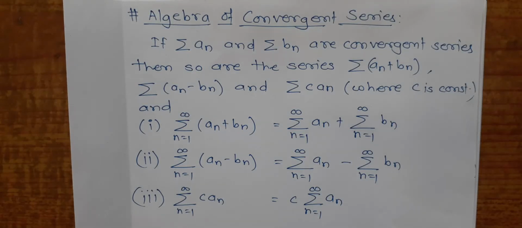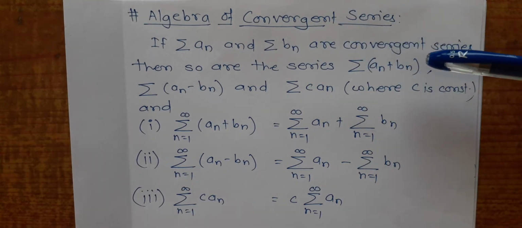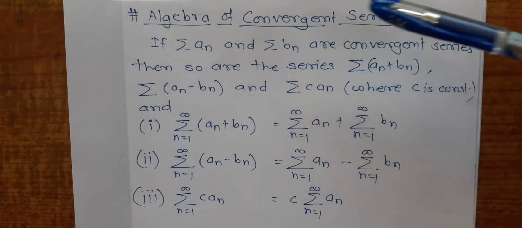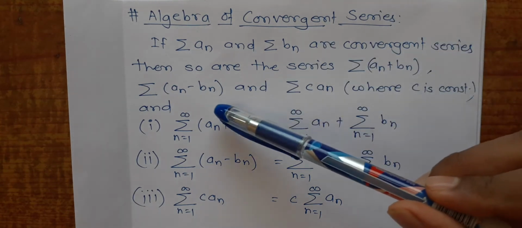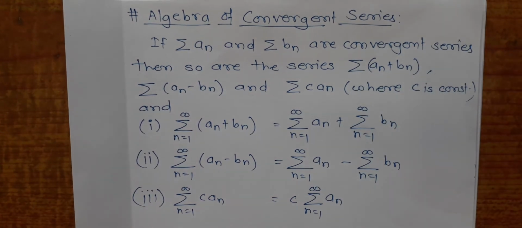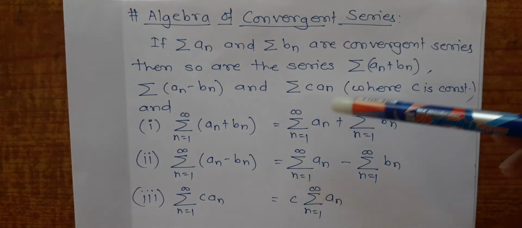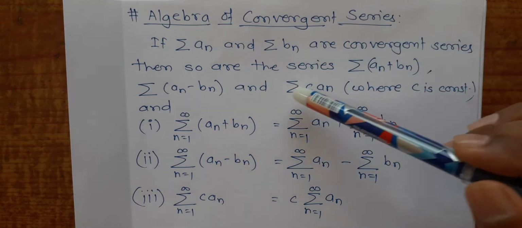Hi everyone. So today we are going to discuss the algebra of convergent series. Okay, so see what we have. We have two convergent series, summation an and bn, and we have to prove that if these two series are convergent, then their addition is also convergent, their subtraction is also convergent, and if you multiply by any constant, that is also convergent. And after that, we have to prove all these equalities. Actually, these are thoroughly related with this one. So we will mainly focus on these three things.